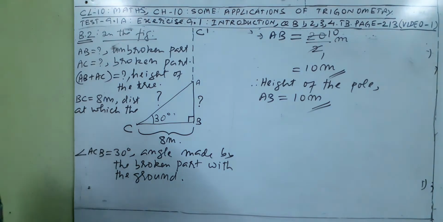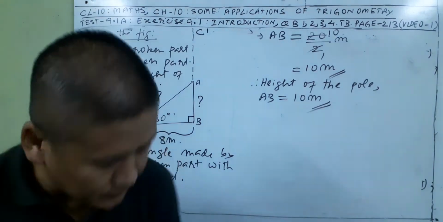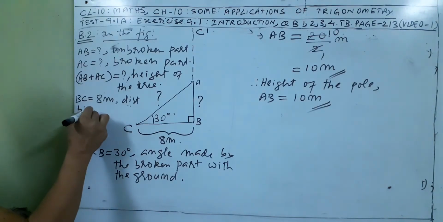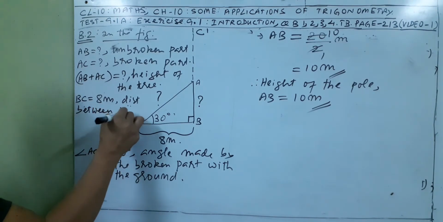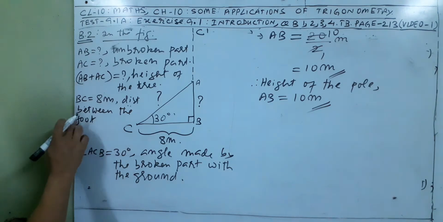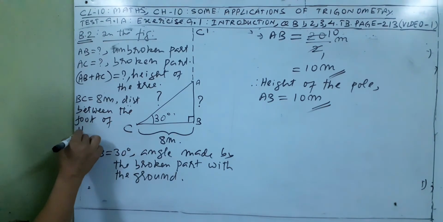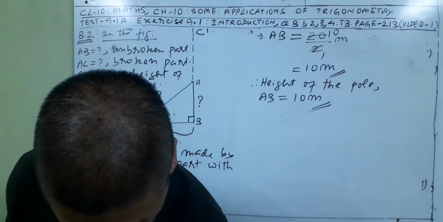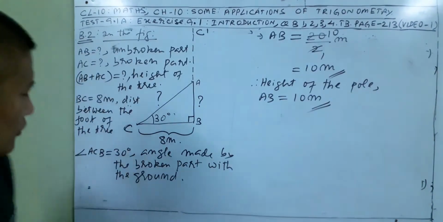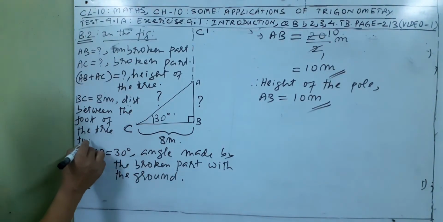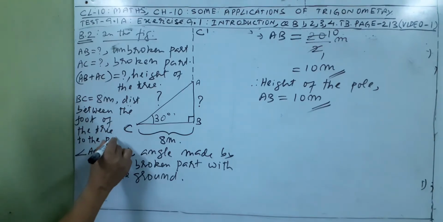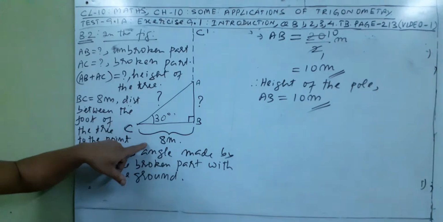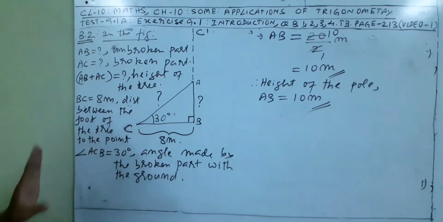That is the distance between the foot of the tree to the point where the top touches the ground. Let's just use the same language: distance between the foot of the tree to the point where the top touches the ground. Please write it yourself, and complete the one.